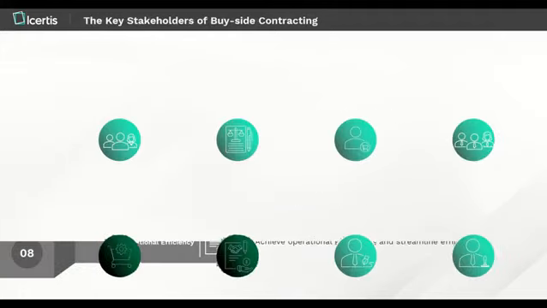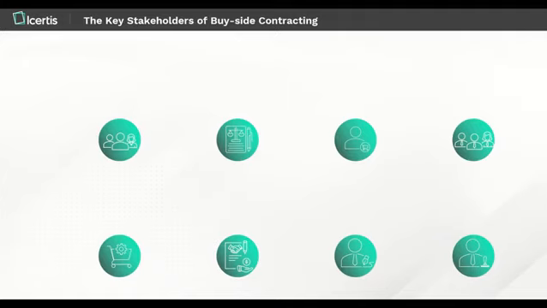Now we'll look into the important roles and responsibilities fulfilled by various stakeholders throughout the contracting lifecycle. These key stakeholders play vital roles in the buy-side contracting process, shaping the dynamics of successful investment partnerships. Let's explore who these stakeholders are and the responsibilities they fulfill.